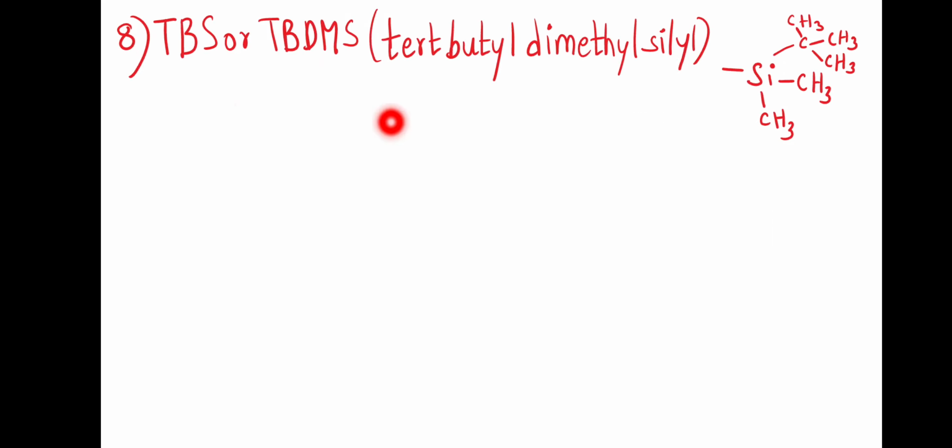Another silyl protecting group is called TBS or TBDMS. What does this stand for? Tertiary butyl dimethyl silyl. So a silyl tertiary butyl group is present, di means 2, methyl means 2 methyl groups. So this is a TBDMS group, or sometimes it is also called TBS. Don't get confused between TBS and TMS. TMS was trimethyl silyl. This is tertiary butyl dimethyl silyl.